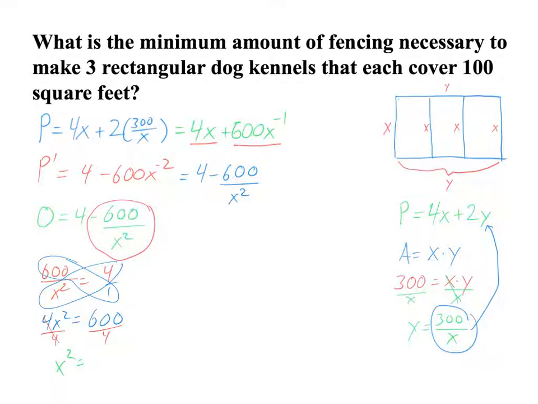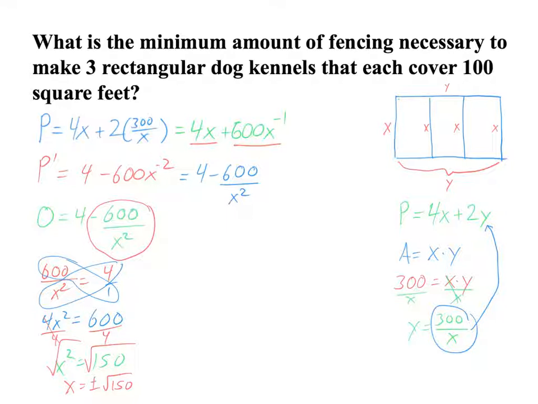X squared is equal to 150. Square root. So x is equal to plus or minus the square root of 150. So to find my minimum or maximum, we don't know yet if that's a min or max. It's one of these two. My relative min or max is one of these two.